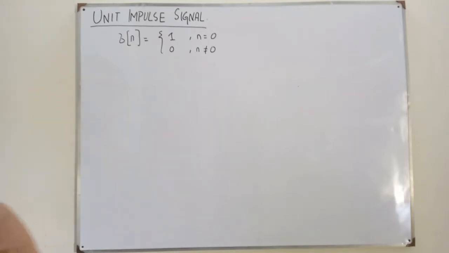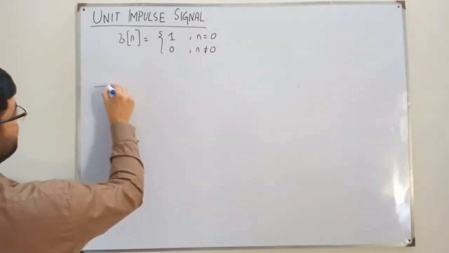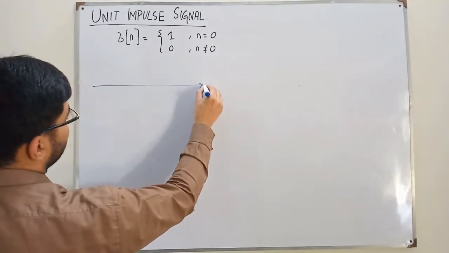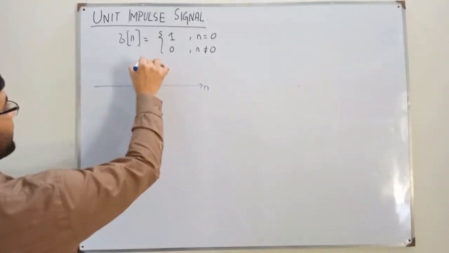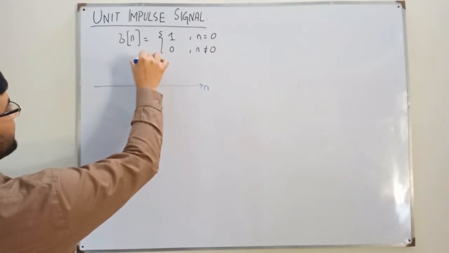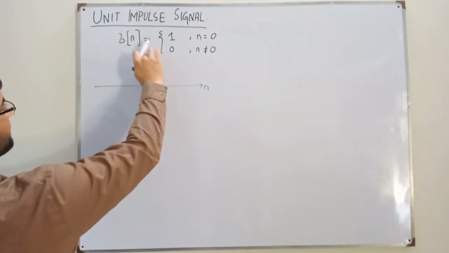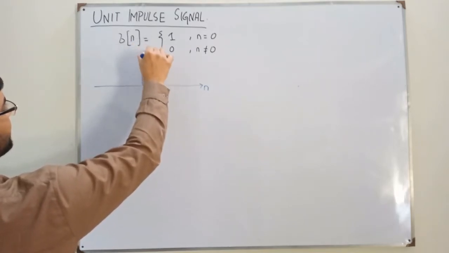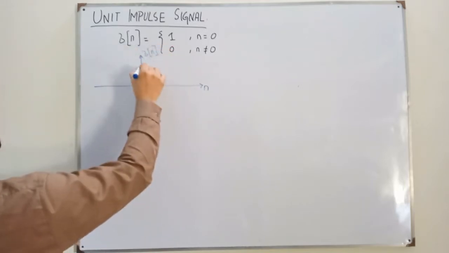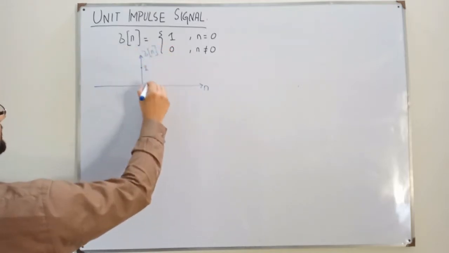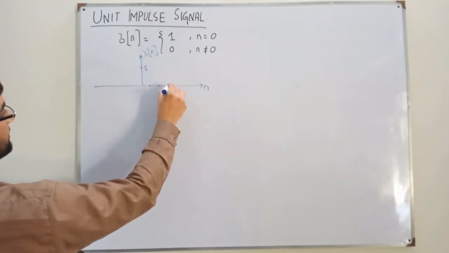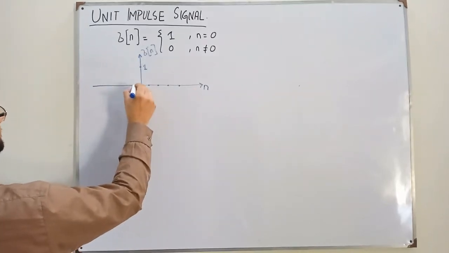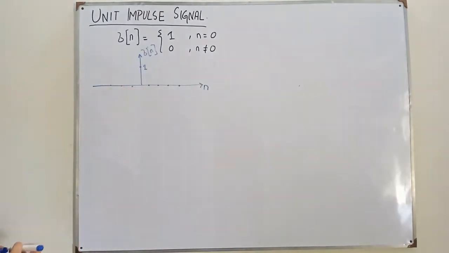Okay, so if you draw it graphically, so how would it be? So this is your n axis and this is your x of n axis, and so in this case delta of n, you have a 1 over here, it is 0 otherwise, isn't it so?